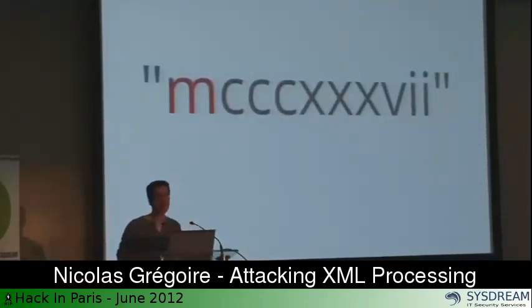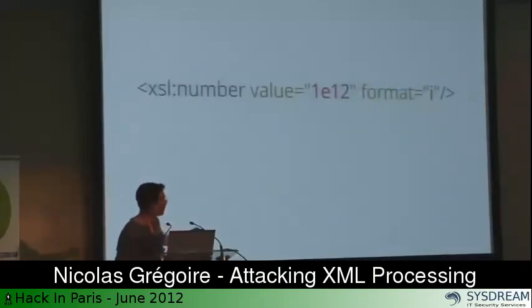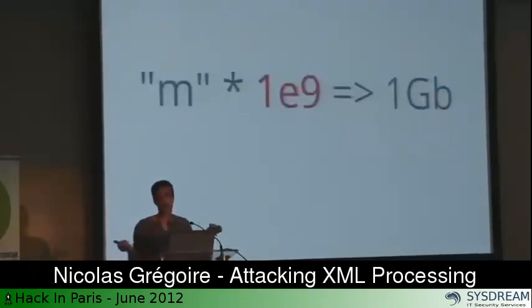The interesting part is that M here is the largest unit in Roman numerals. So if I go higher, I can't use other units, I need to use M. So the attack is very simple. I will provide a very large value here, and I will get 1 gigabyte of M. So it's exactly the same problem as with XML. So now I can identify whether my government is using secure XSLT in its XML DSIG gateways or not.